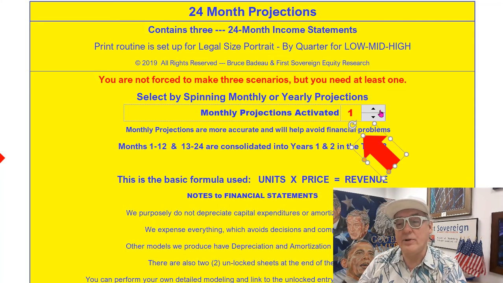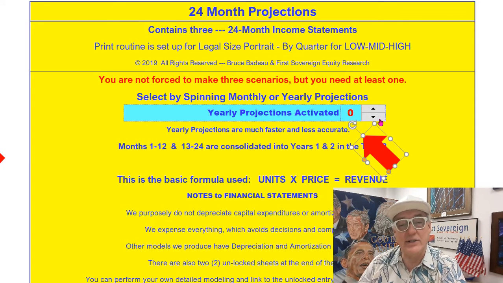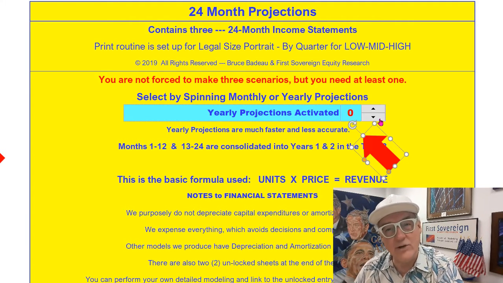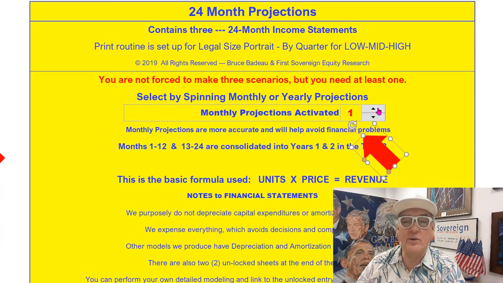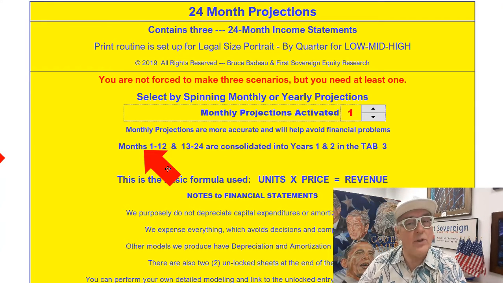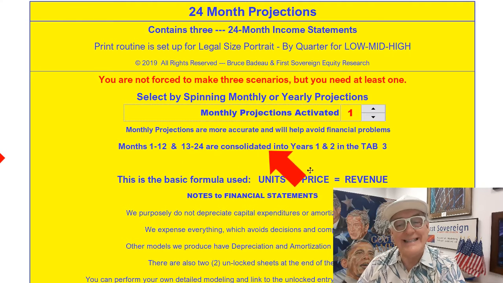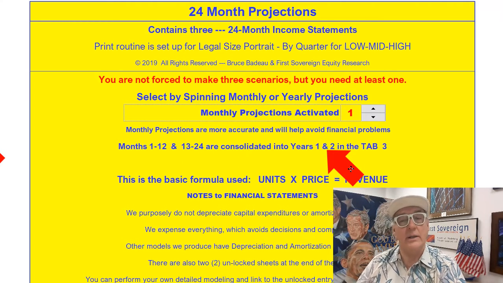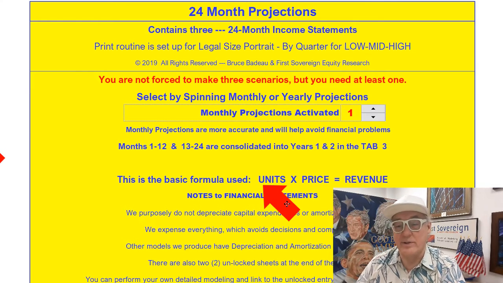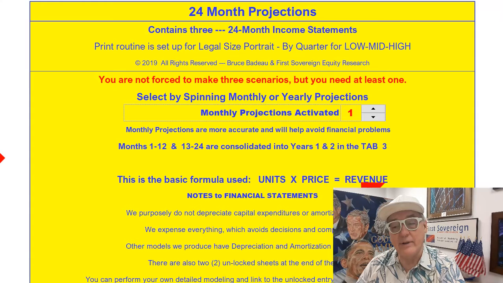We give you the opportunity by clicking this button to just do yearly projections, and those yearly projections turn off the monthlies contained herein, and you do all your work on the third tab, which is 7-year financial projections. So let's put it back to 1 because I want to show you how we can make this quick and fast and easy. Now remember, if you're doing months, 1 through 12 and 13 through 24 are consolidated into years 1 and 2 in tab 3. Just remember that. Now, a very important formula that we use: units times price equals revenue.